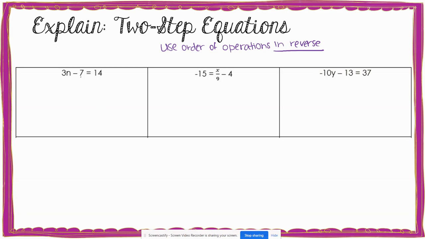So in the problem, 3n minus 7 equals 14, I would need to get rid of the -7 first. So I would use the inverse, which is adding 7 on both sides. -7 plus +7 cancels to leave me with 3n equals, and 14 plus 7 is 21. Now to get n by itself, I need to get rid of the 3. 3 is being multiplied by n, so the inverse is dividing by 3 on both sides. These 3's will cancel to leave me with n equals, and 21 divided by 3 is 7. So my solution is n equals 7.